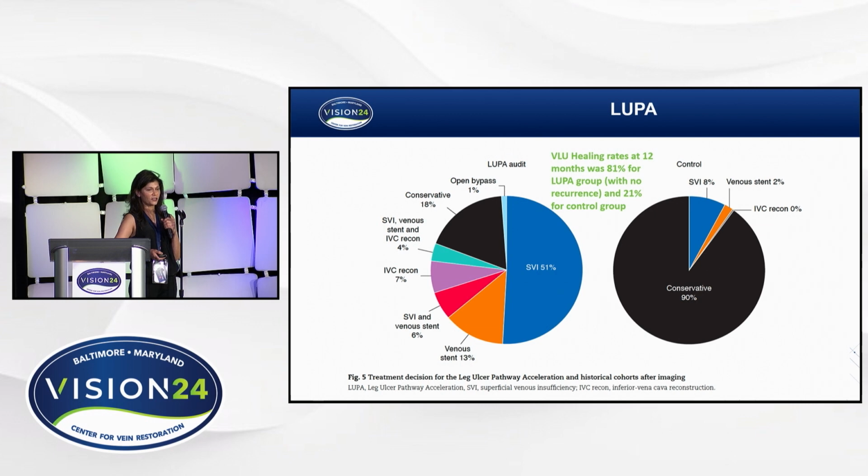And the VLU healing rate at 12 months in that group was 81%, compared to the control group with ulcer healing at 21%. So that definitely proves that this accelerated pathway training and understanding your referral system and how to proceed quickly, rather than delaying treatment, does affect ulcer healing rates and therefore costs. And I hit it right on target there. All right. That's it. Thank you.